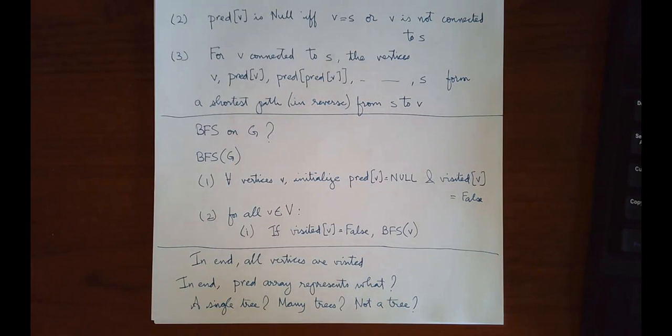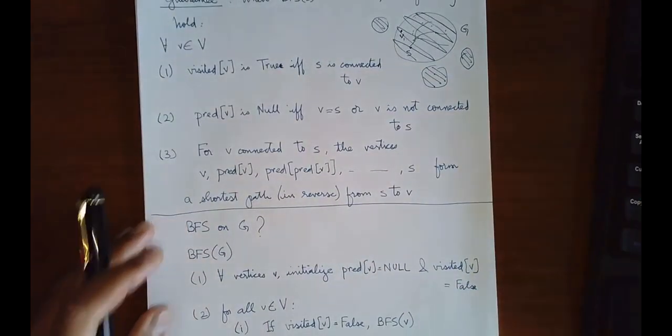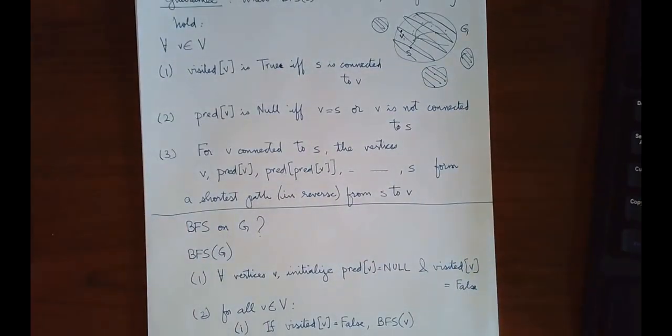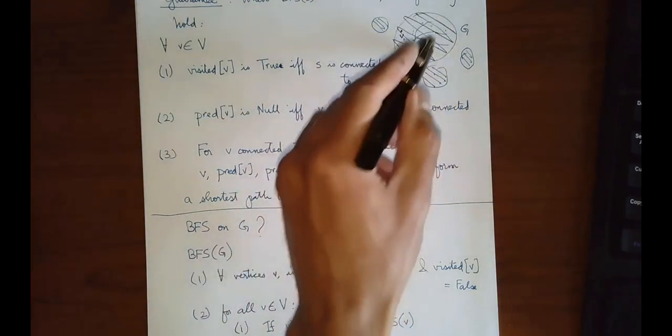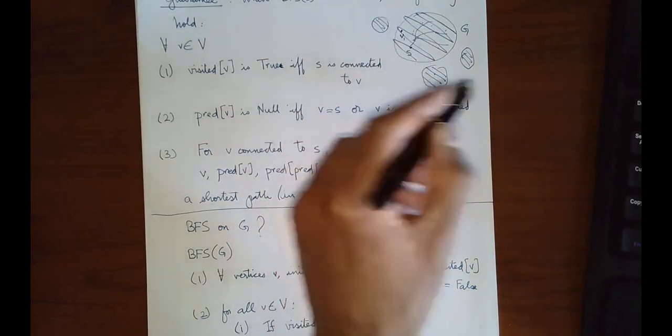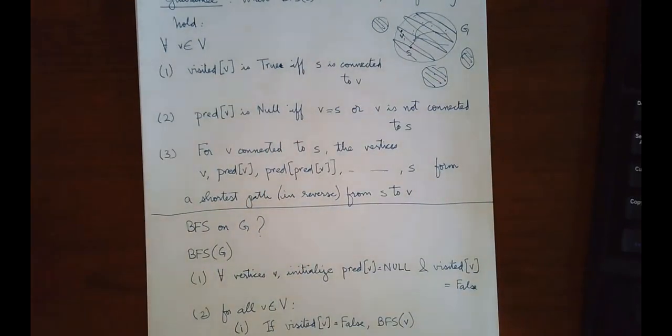Wouldn't it represent one or more trees? Okay, good. So in this graph, how many trees would it represent? Four. Four trees. For each of these blobs, you get one tree. So good. So essentially what predecessor represents, let me write this down.